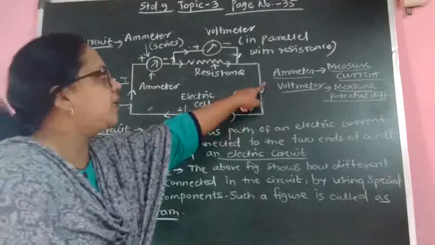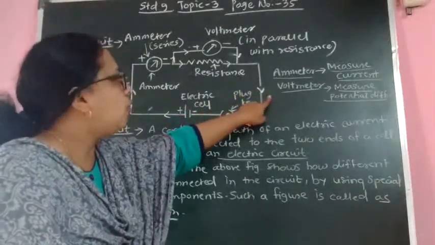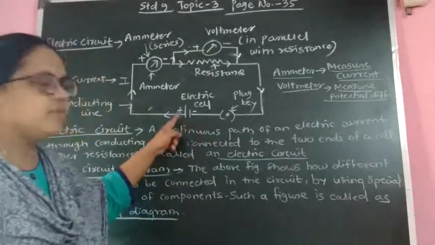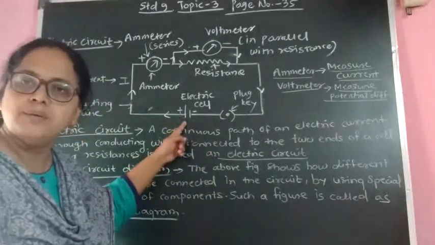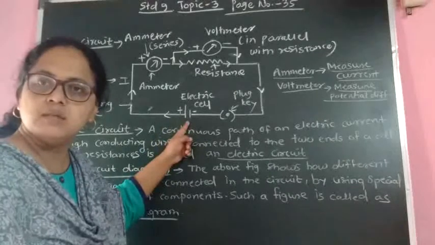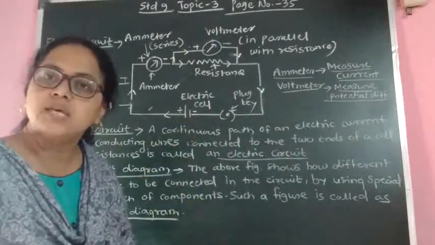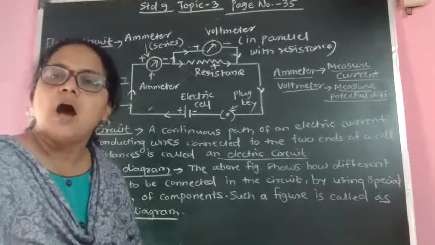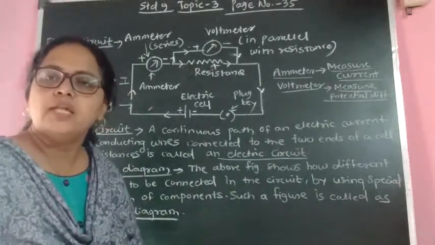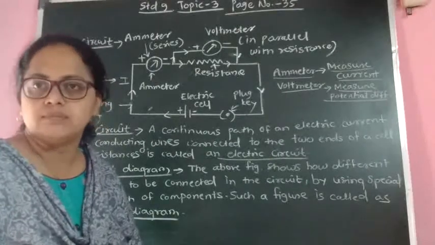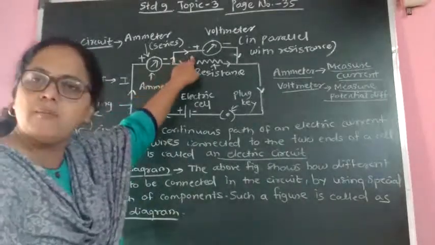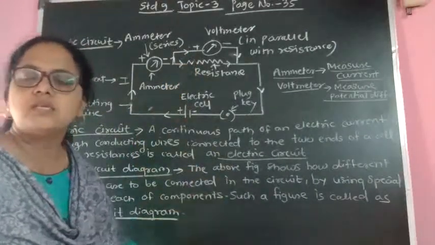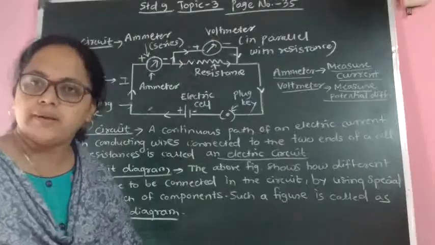All these electric components are necessary to build the electric circuit, and they have special functions. I have written here: the ammeter measures the current, and the voltmeter measures the potential difference of the battery. The battery supplies the electric current and creates the potential difference. The voltmeter always has high resistance, so a very small amount of current flows through it. So this is the structure of the electric circuit diagram.